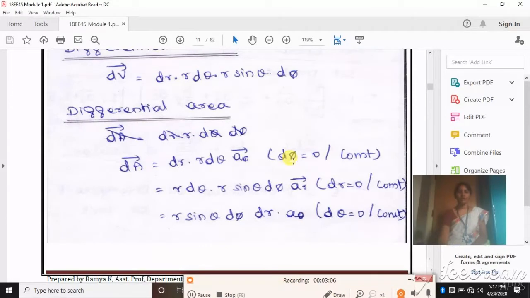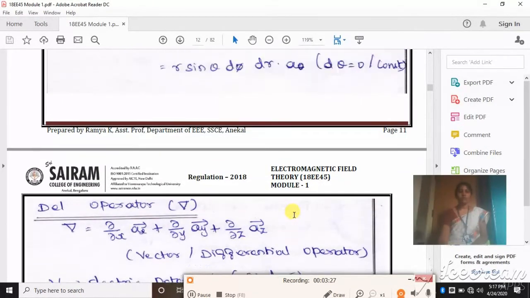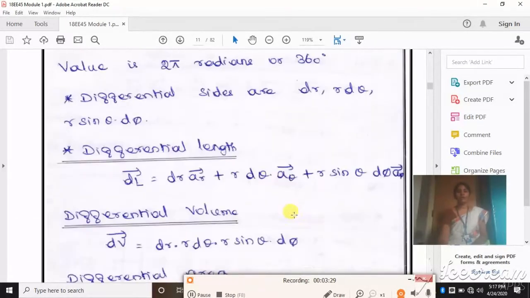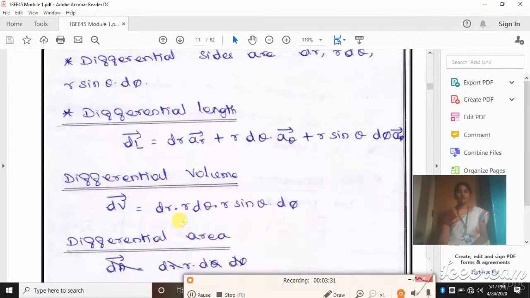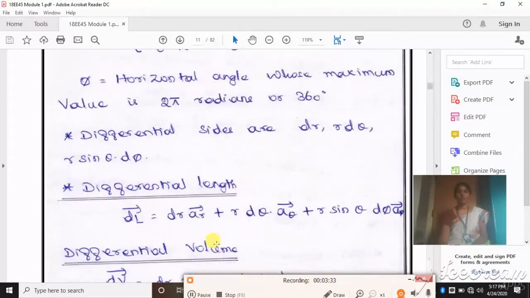And the differential area is dr into r into d theta. R and theta are there, so phi is going to be a constant factor. R d theta, r sin theta d phi, in the ar direction. Here r is missing, so dr is going to be a constant factor. Here phi and r are available, theta is constant, so r sin theta d phi into dr, in the direction of a theta. So this is how you need to identify your differential length, differential volume element and differential area element in case of your spherical coordinate system.